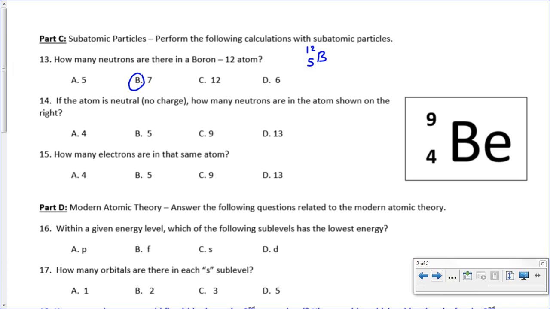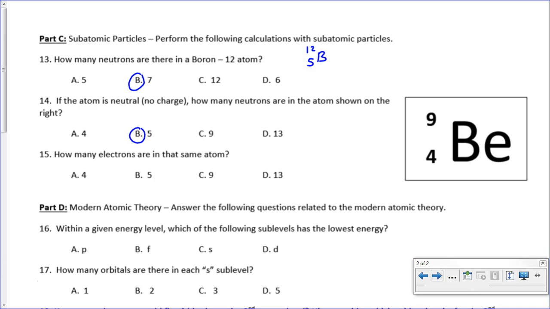Number 14, the atom is neutral, no charge. All right, how many neutrons are in the atom shown on the right? So we're looking at this atom on the right. We're looking for neutrons again. It's the same thing. The mass number is 9. The atomic number is 4. It has 4 protons. It has 5 neutrons.